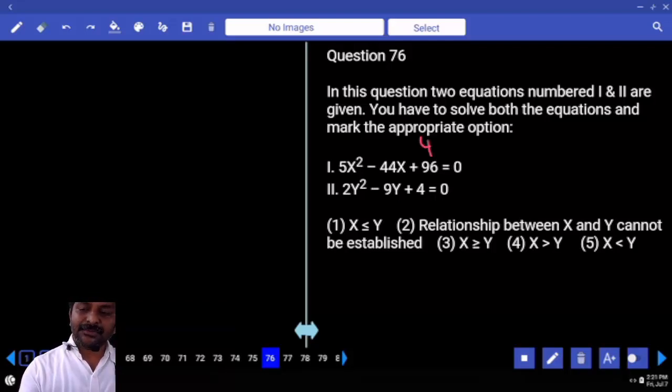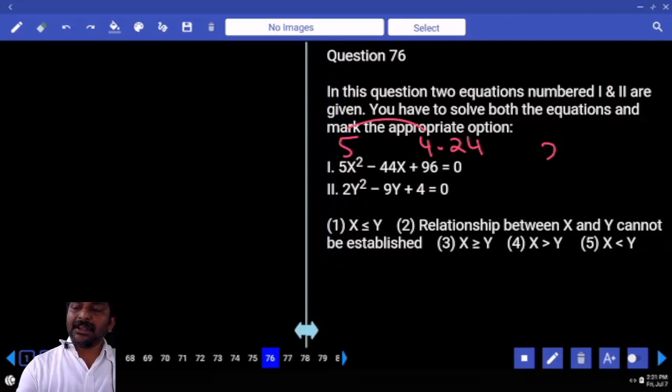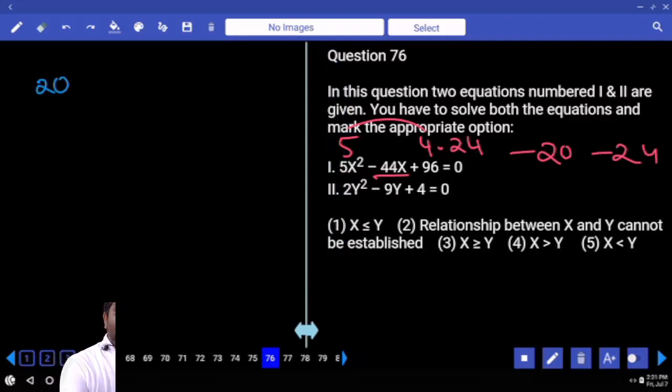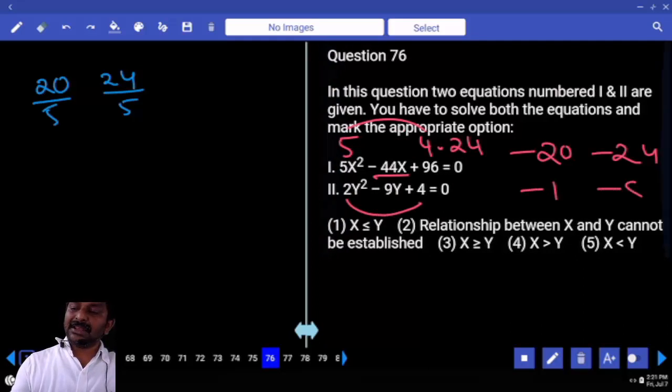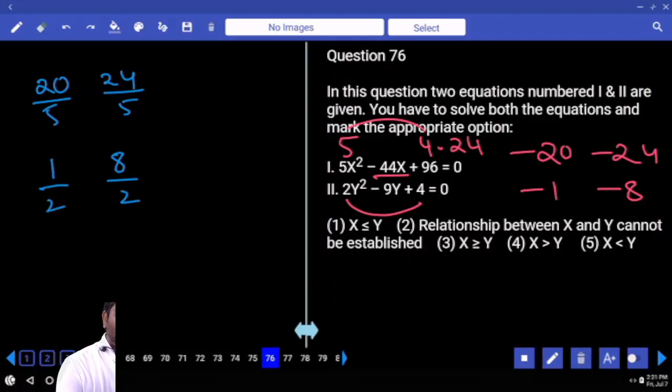This can be written as 4 into 24. Already 5 into 4 is 20, and 24, minus 20, minus 24, minus 44, correct. Combination is that and factors are 20, 24 divided by 5. Okay, now 2 into 4, 8. 8 can be written as minus 1 into minus 8. Then factors are 1, 8 by 2, correct?